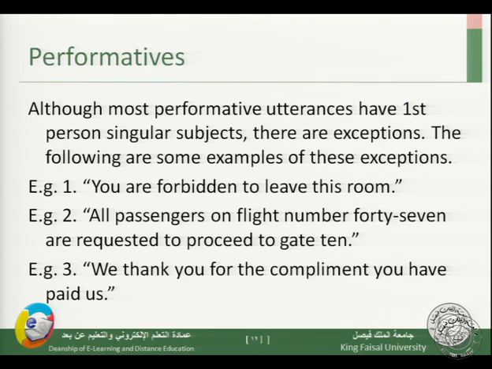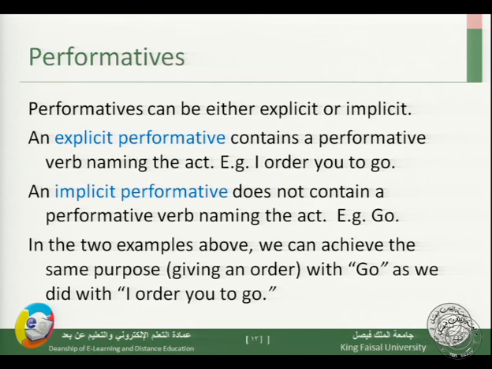So these are some exceptions to our rule before about performative utterances. But mostly you will see in performatives that we use first-person singular subjects. Performatives can either be explicit or implicit. So these are two types of performatives. So what is an explicit performative? It is a performative that contains a performative verb naming the act.